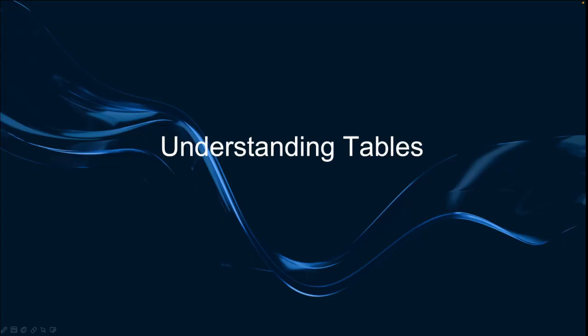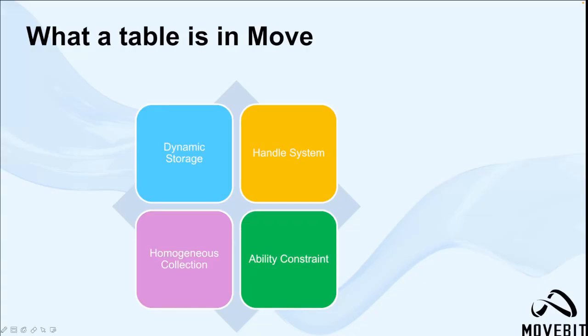Okay, let's try to understand tables. In the context of the Move programming language, a table is a type of homogeneous collection that behaves like a map, storing key-value pairs. However, it differs from traditional map collections in the way it stores keys and values. Here are some key points about a table in Move. The first one is the dynamic storage. A table dynamically stores key-value pairs.